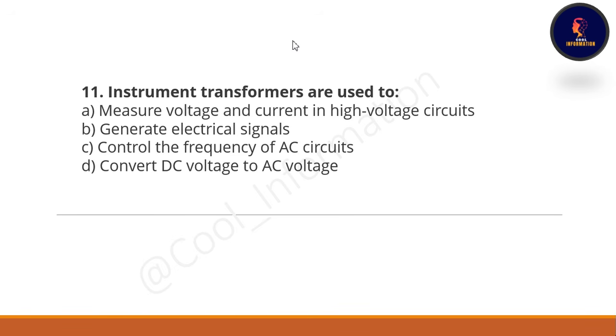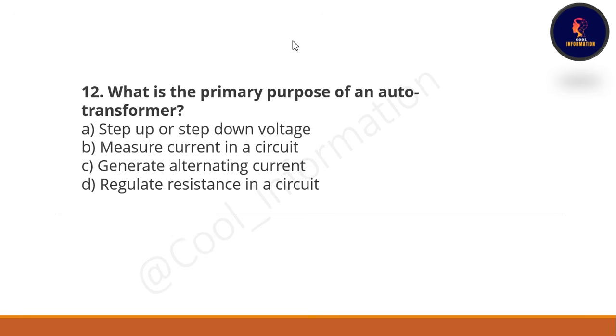Next question, instrument transformers are used to what? Option A, measure voltage and current in high voltage circuit. Option B, generate electrical signals. Option C, control the frequency of AC circuit. And the last option is convert DC voltage to AC voltage. The correct option is measure voltage and current in high voltage circuit.